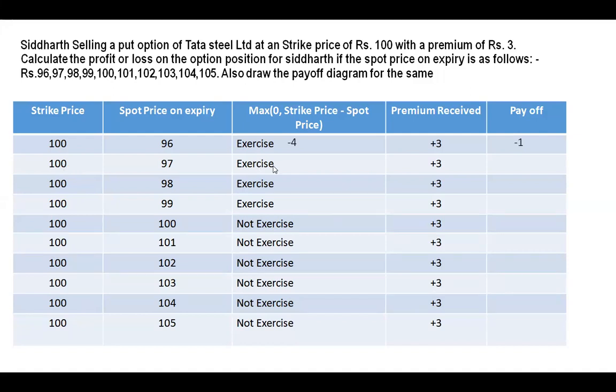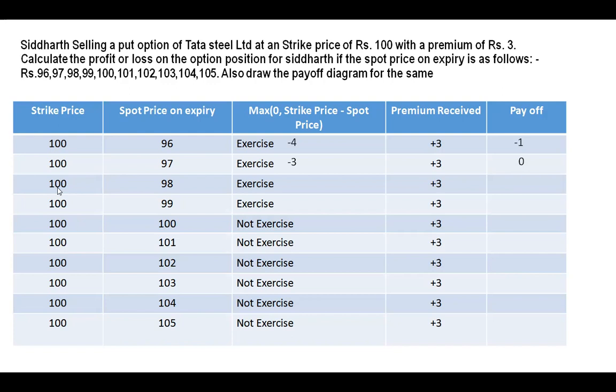And the seller of put has an obligation to buy at 100 rupees whenever the put buyer exercises the put option. So a loss of 3. He received the premium of 3. So this is the break-even point, 0.